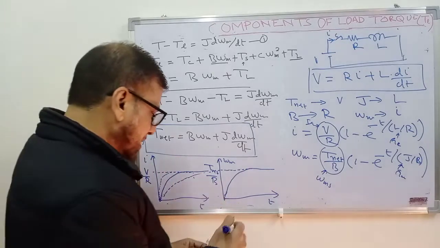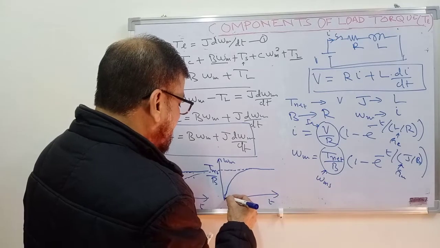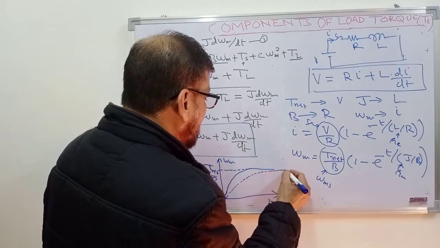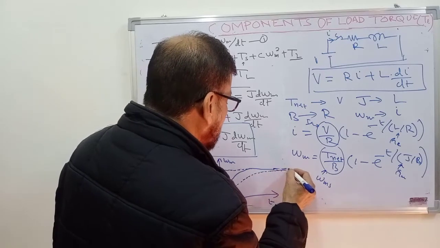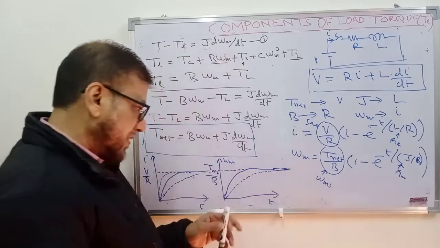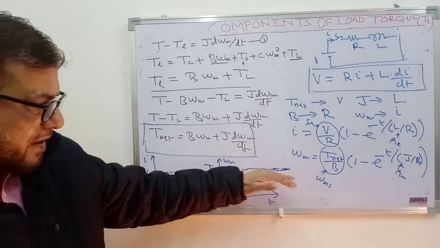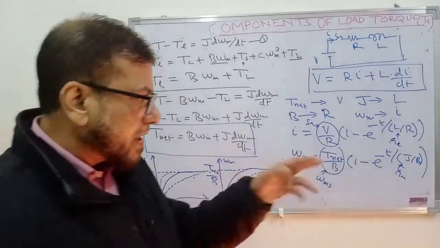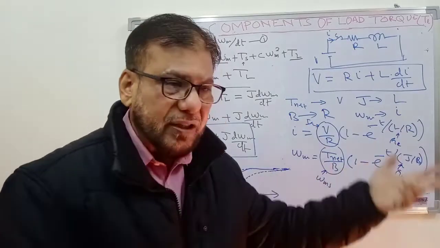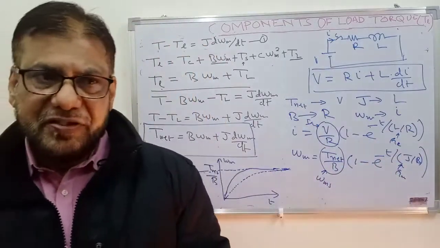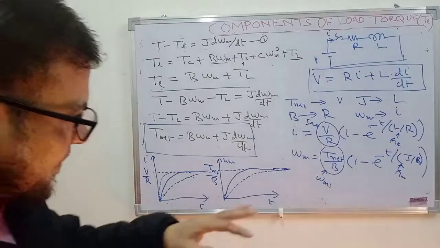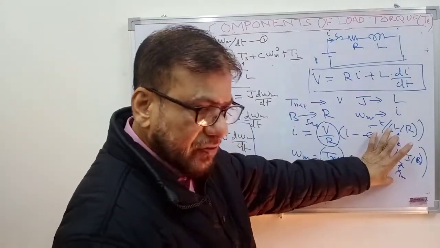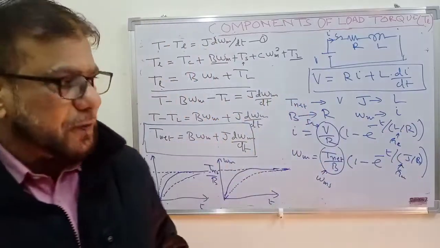Similarly here also, if you increase the time constant, the motor's speed will increase slowly and it will finally reach the steady state speed. So the more the mechanical time constant, the slower the speed will reach the steady state value. So this mechanical time constant and electrical time constant are analogous, but their values are different.